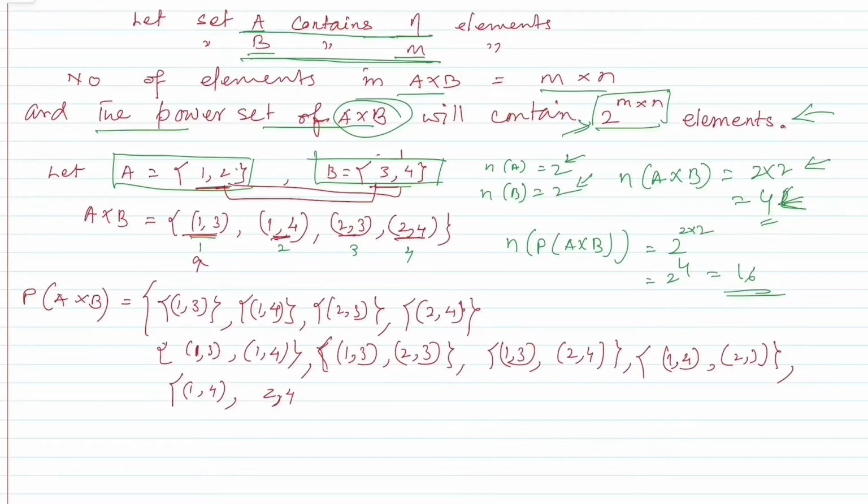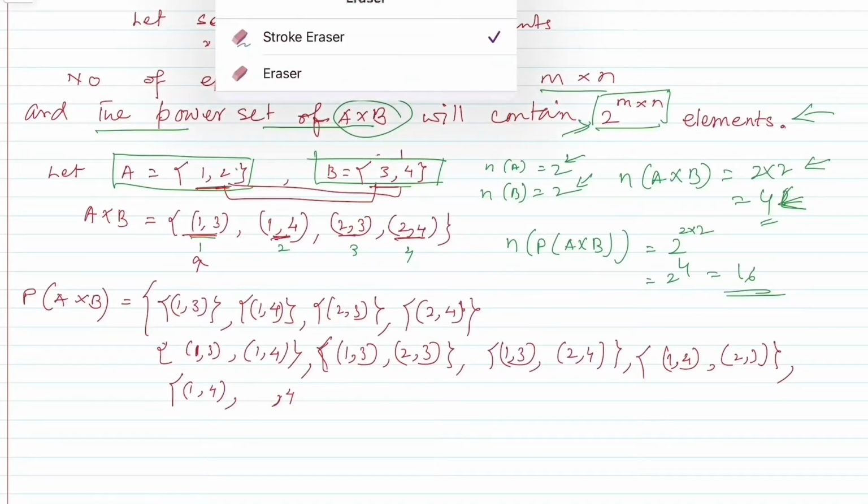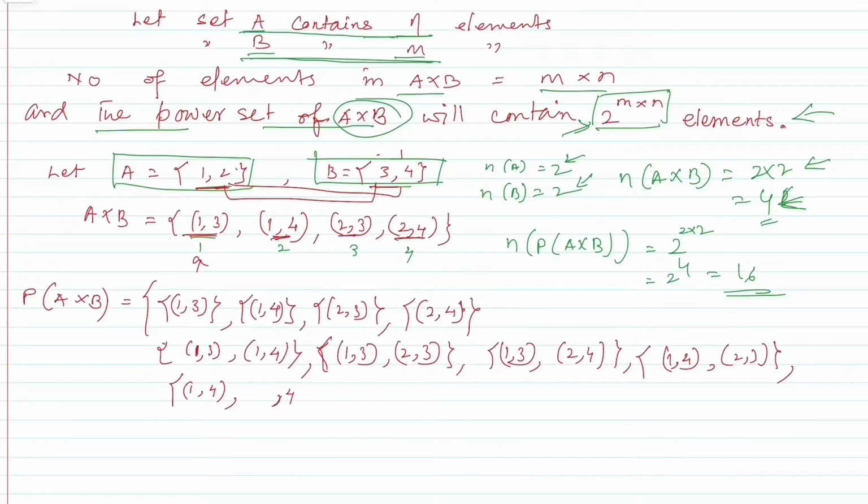Then let us take the third and last ordered pairs in the next set, 2 comma 3 and 2 comma 4. Then we have to take subsets. These are all nothing but subsets of this set A cross B. Now we will take subsets containing 3 elements, that means 3 ordered pairs would be there.